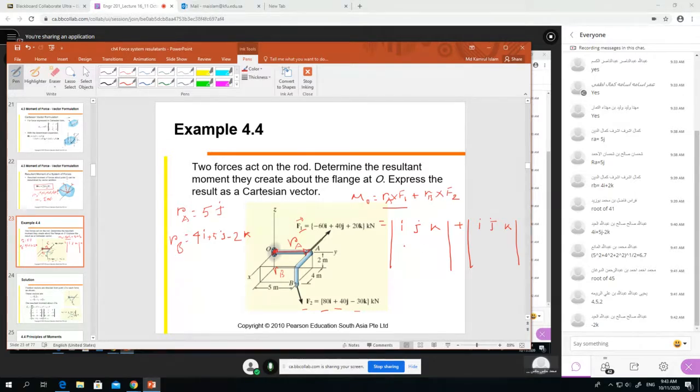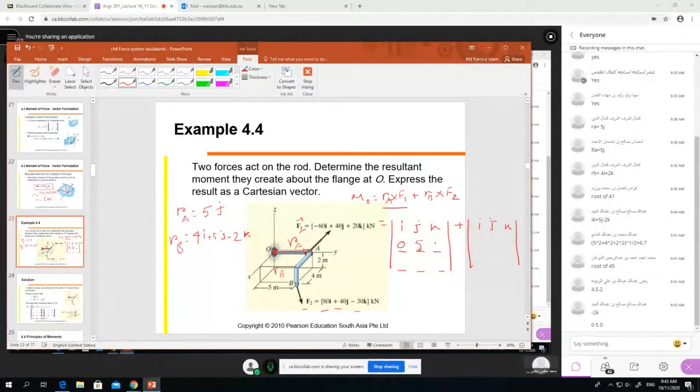RA coefficient for I, J, K. Here RA. What should I write down? And here F1. Can you tell me someone? I show you one example. Here for RA will be 0, 5, and 0. And F1 minus 60, here 4, and here 20.